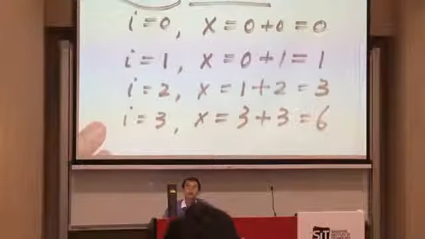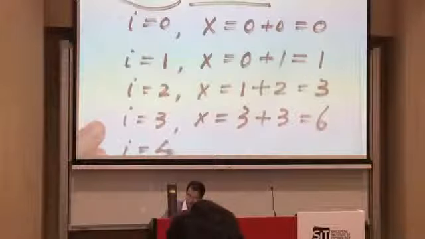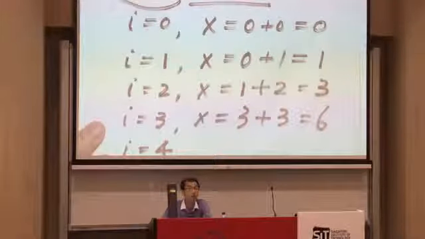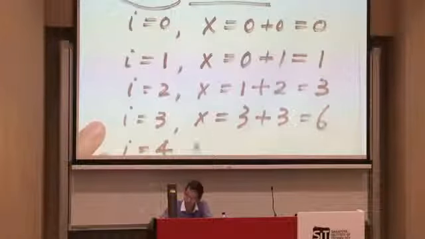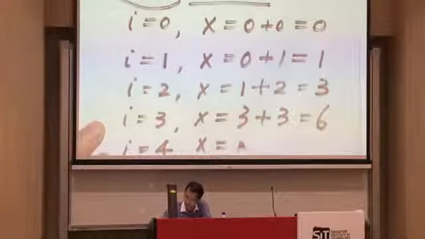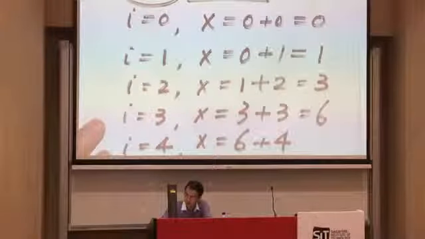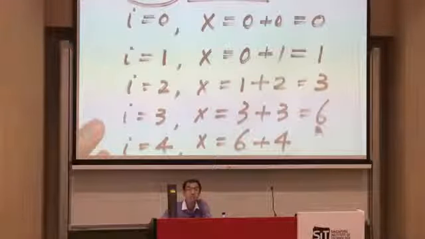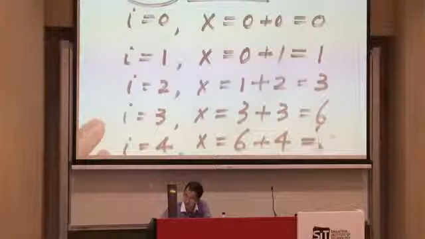Okay. So again you update your i by 1. i equals 4. So you check again. Is i still less than 5? Yes, right? So you do it again. This is what? 6 plus 4, right? 6 is this value of x. 4 is i, right? So this one equals 10.